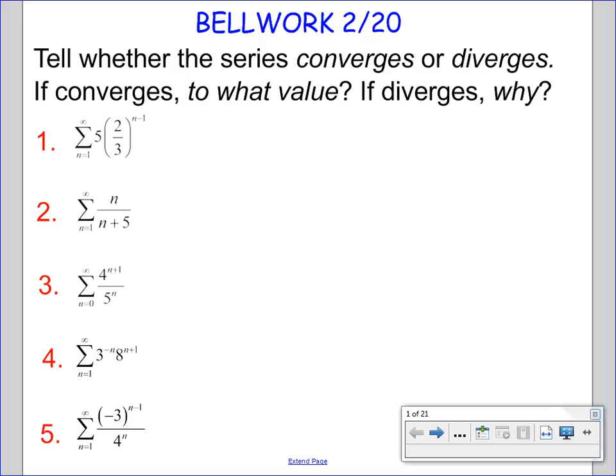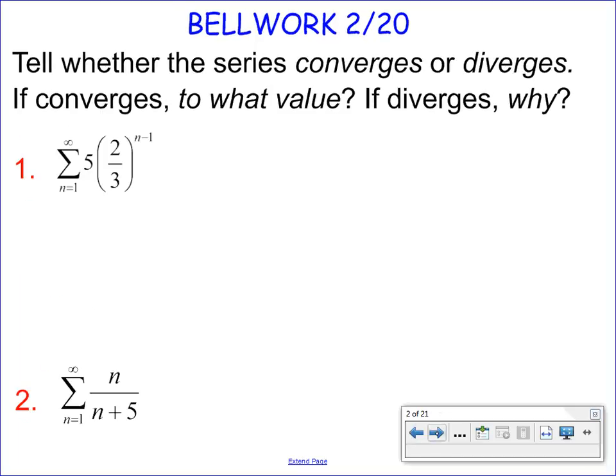Welcome, ladies and gentlemen. Let's go ahead and take a look at these series and determine whether or not they converge or diverge. And we have a couple reasons, right, why a series might diverge. And so let's go ahead and see if any of those show up.